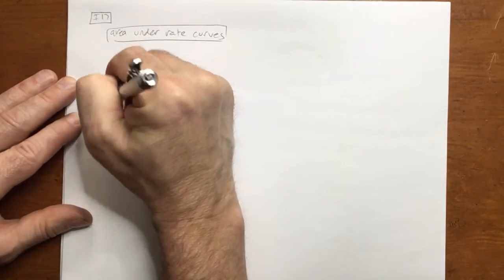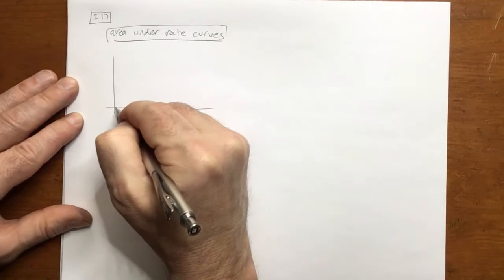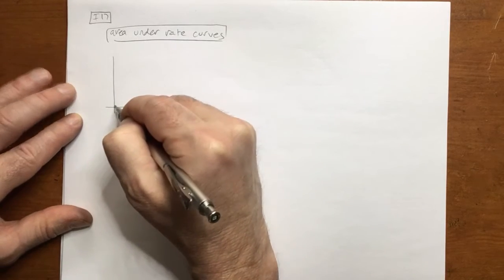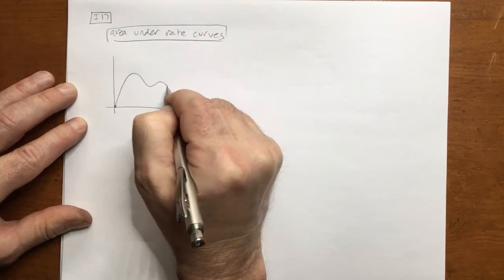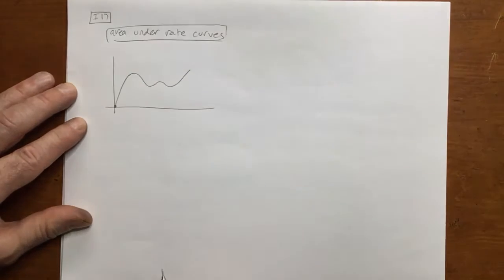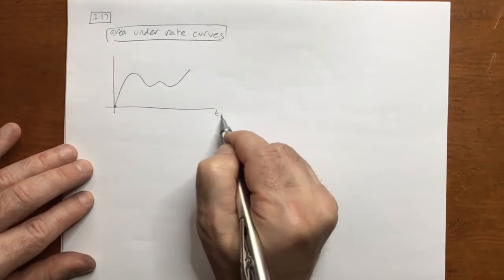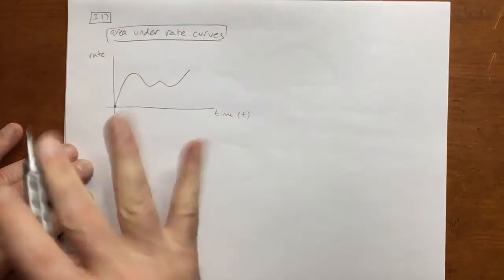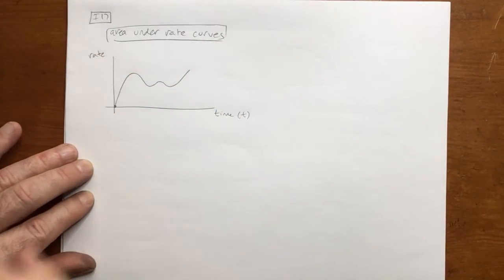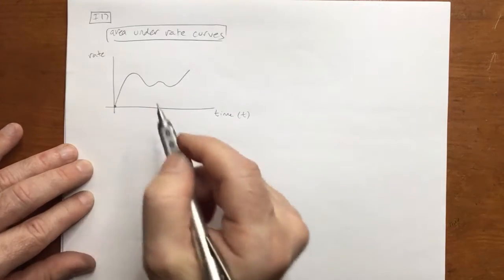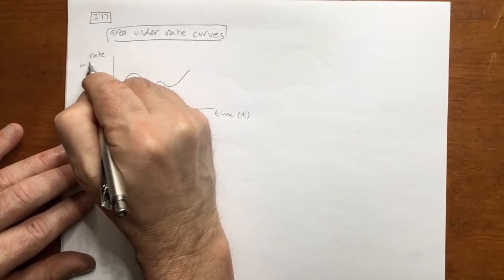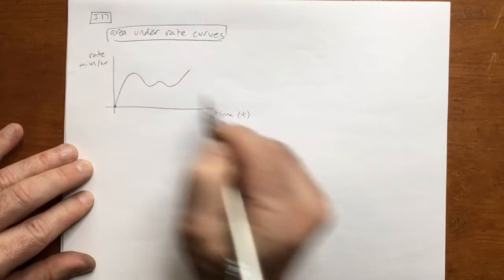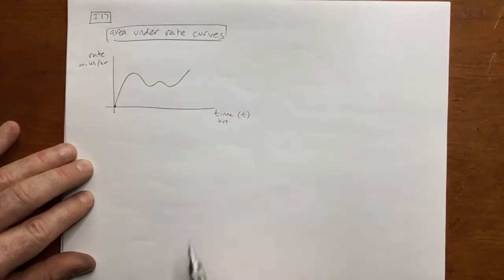Let's say I have some random rate curve. It doesn't have to start at the origin. It just goes around like this. And this is time, so t, and this is a rate. It can be any sort of rate. We'll start with a very simple one to build understanding. Let's say this is in miles per hour, and so time is in hours.